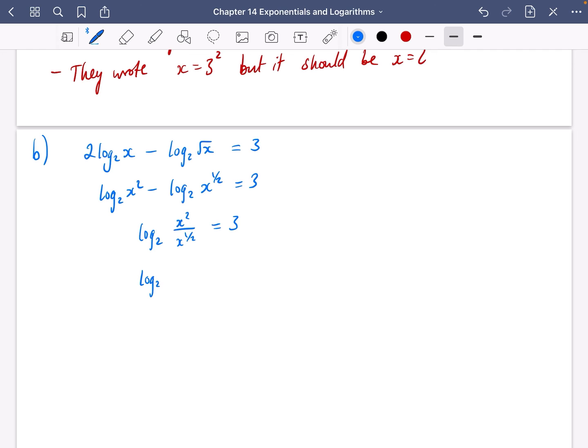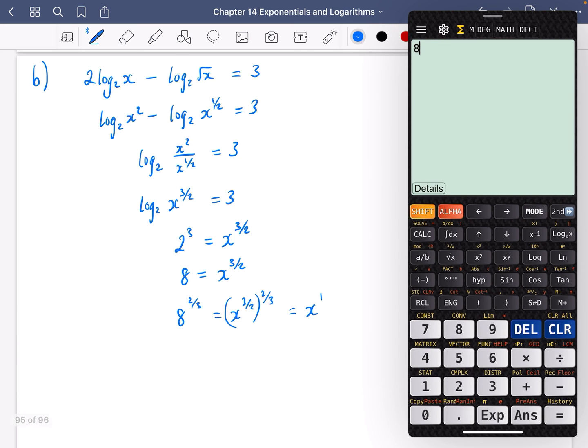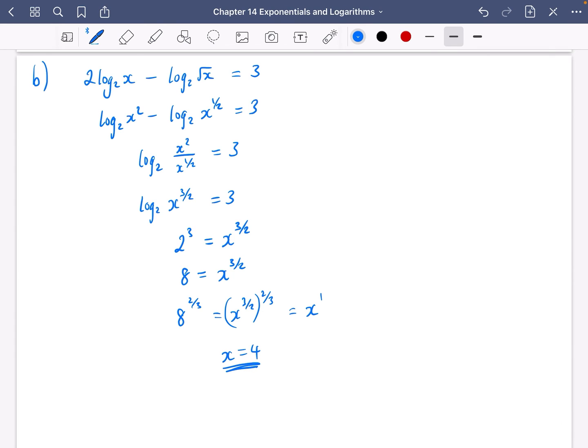So that's x squared divided by x to the half equals 3. Now, x squared divided by x to the half, you subtract the powers, so it's x to the power of 3 over 2 equals 3. And now we can use the correct log definition, so it'll be 2 to the power of 3 equals x to the power of 3 over 2. So that's 8 equals x to the power of 3 over 2. If you want, you can square and then cube root, or you could raise both sides to the power of 2/3. Now the reason this works is because 3 over 2 to the power of 2 over 3 is just going to give you x to the power of 1. So 8 to the power of 2/3, and you get 4. So x should have been equal to 4 for this question that we've got.